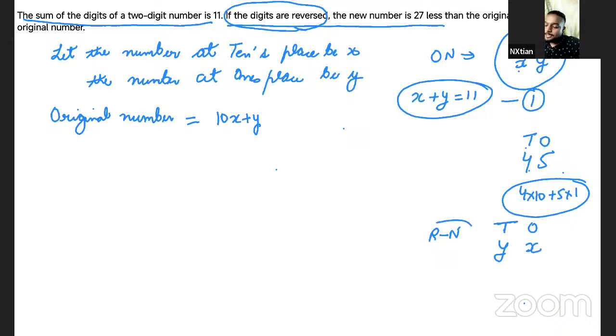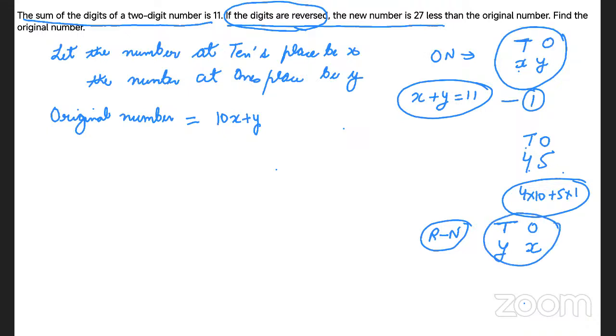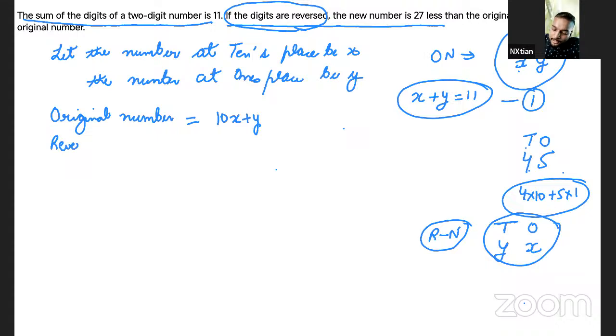This is called reverse numbers. Reverse means the x which is on the tens place goes to the ones place, and the y which is on the ones place will go to the tens place. Guys, did you understand? Yes or no?